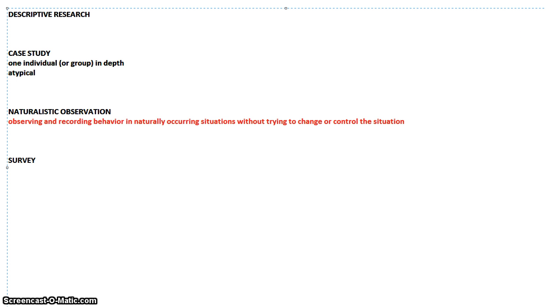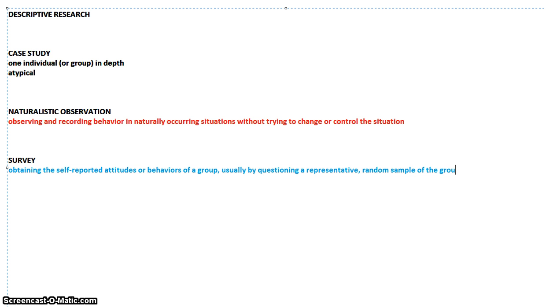For a survey, this is going to be, as you probably are aware, when you are obtaining the self-reported attitudes or behaviors of a group. It's usually by questioning a representative random sample of the group. We'll talk about that. So there's a couple other definitions to get into here.